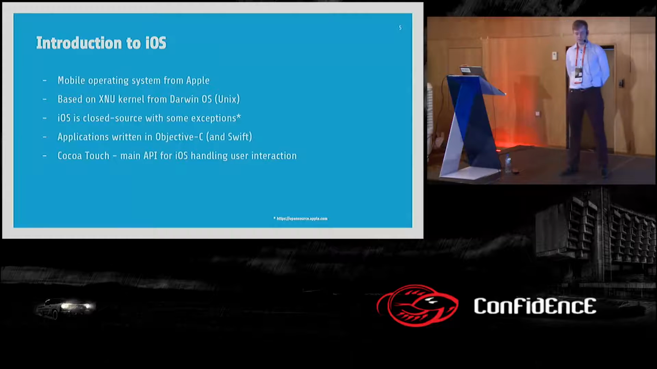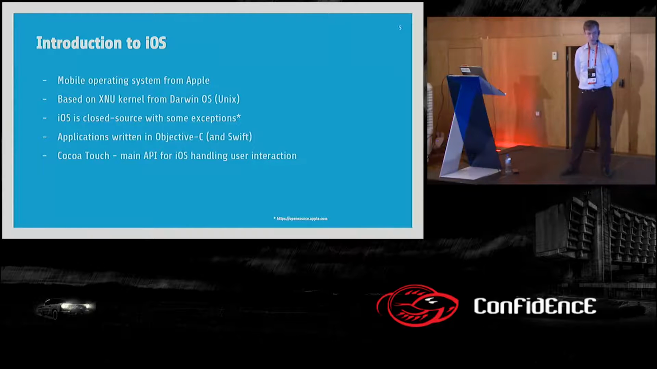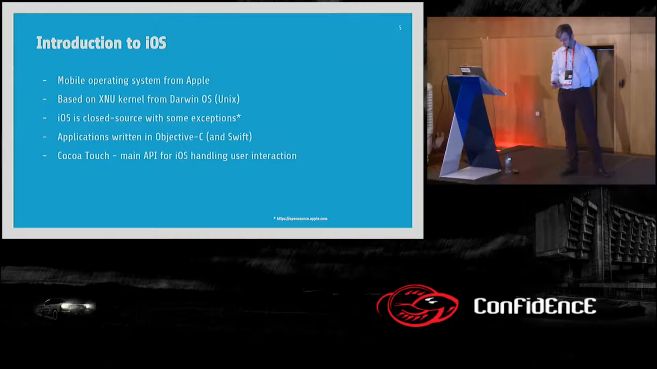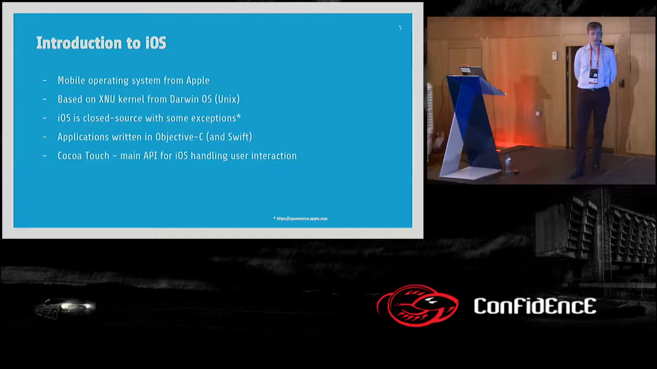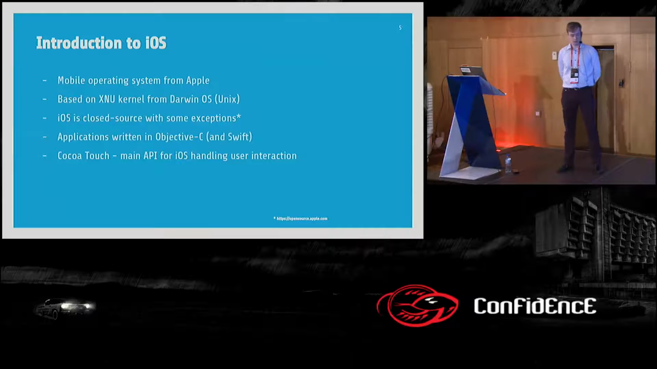OK, so about iOS itself, it's a mobile operating system from Apple. It's Unix-like with the XNU kernel. In general, it's closed source with some exceptions. You will see a link, opensource.apple.com. There are a couple of libraries that you can look into. And the applications are written mainly in Objective-C and very recently in Swift, as Apple introduced a new language. And Cocoa Touch is the main API handling all the touch events from the user and all the user input to the system.